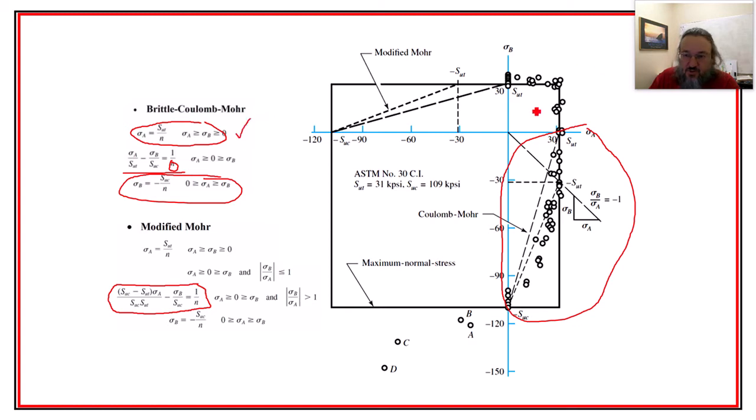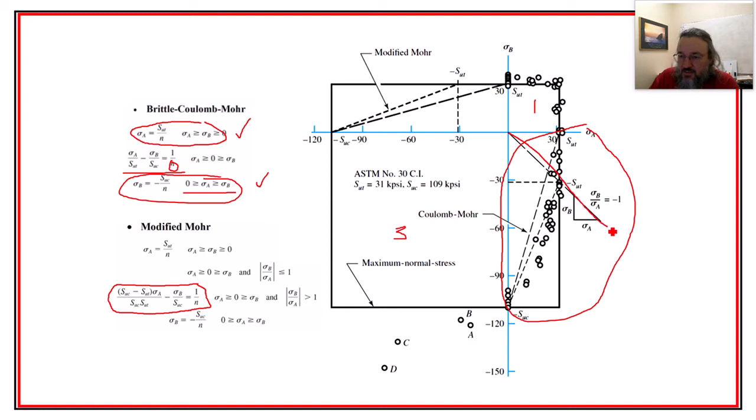This is the first quadrant right over here. Here's the third quadrant, the one down here when it's completely in compression. But it's only when you have partially compression, partially tension in your principal stresses that you have to worry about it.